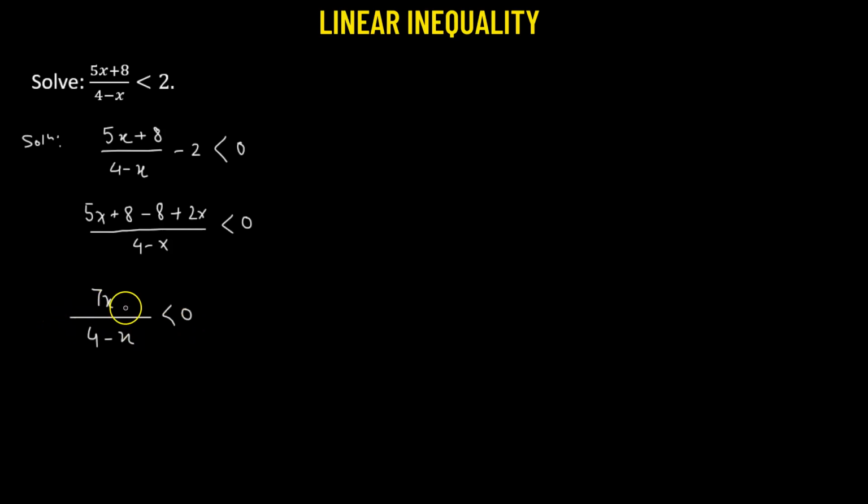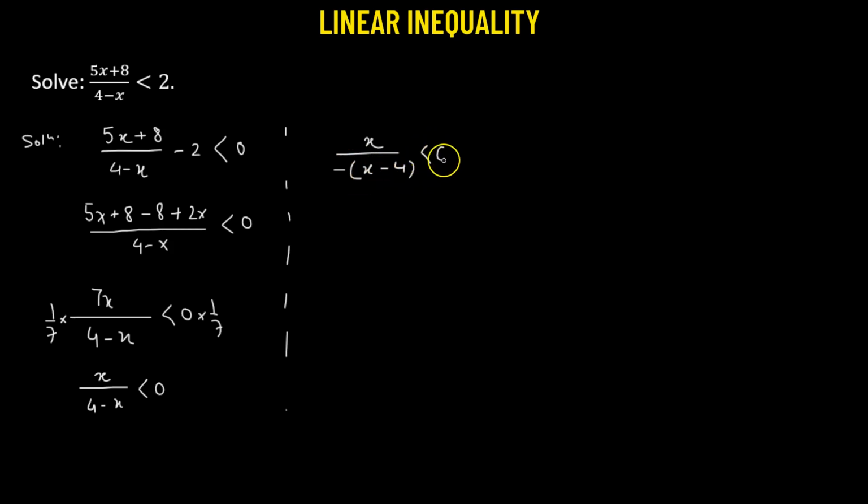What we can do is divide both sides by positive 7. Let's multiply with 1/7. This is not going to affect the inequality because 7 is a positive number. So we have x divided by 4 − x is less than 0. However, in the denominator the coefficient of x is negative, so we want to make it positive. To do that, we'll take negative 1 as the common factor, so we have x divided by negative (x − 4), and this is less than 0.